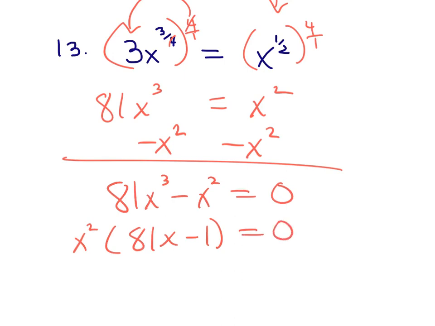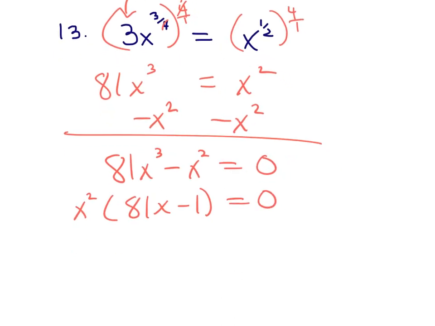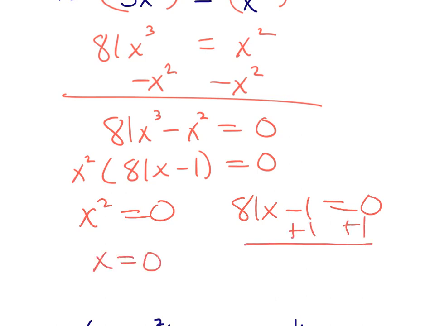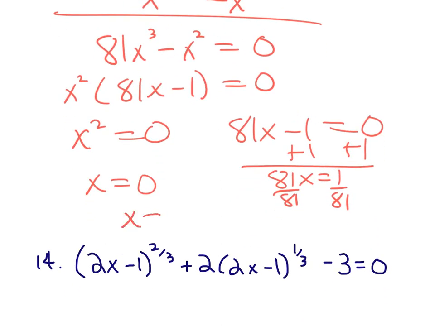And now set each factor equal to 0. X squared equals 0. 81x minus 1 equals 0. X equals 0. Add 1. 81x equals 1. Divide by 81. And x equals 1 over 81. And I'm done.